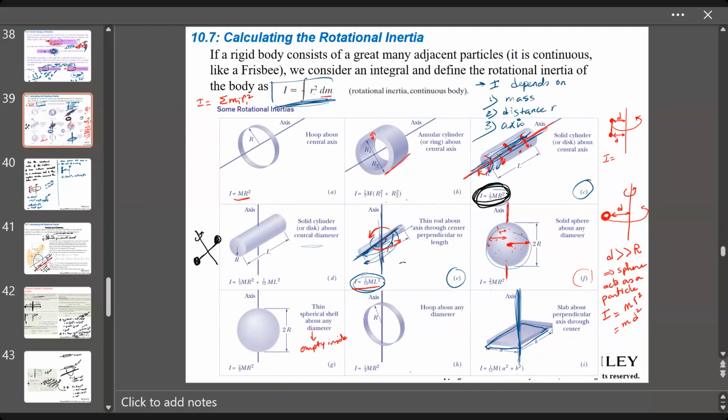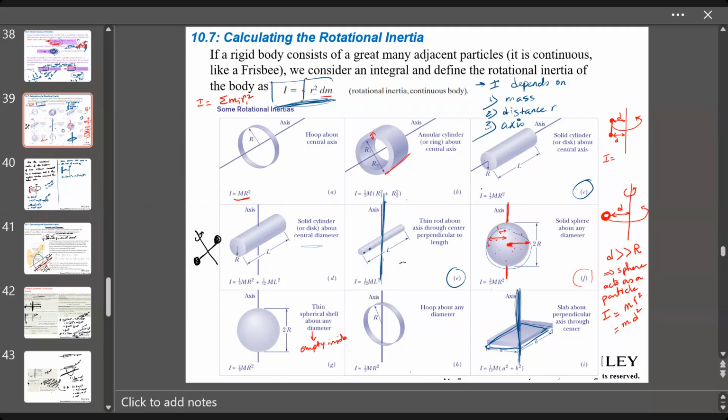Now, the difference between the two cases is none other than the axis, right? The rods in figure C and in figure E are the same, right? Same rod, same mass, but one is rotating about its own axis. The other is rotating about an axis that is perpendicular to its own axis. Which one do we have? C, we have something similar to C.